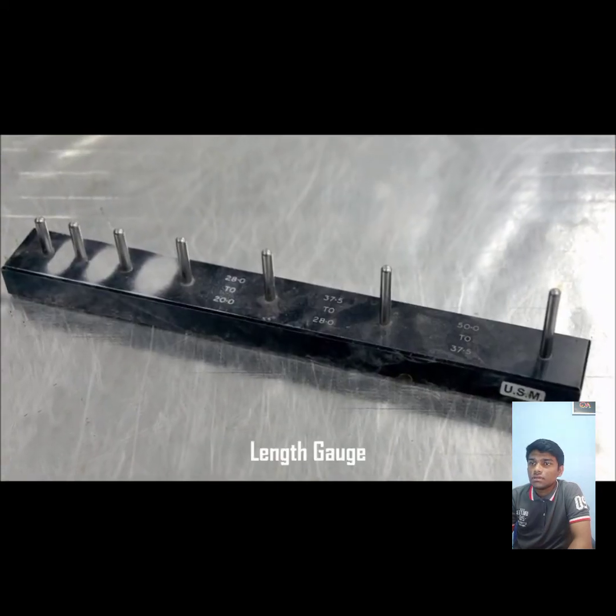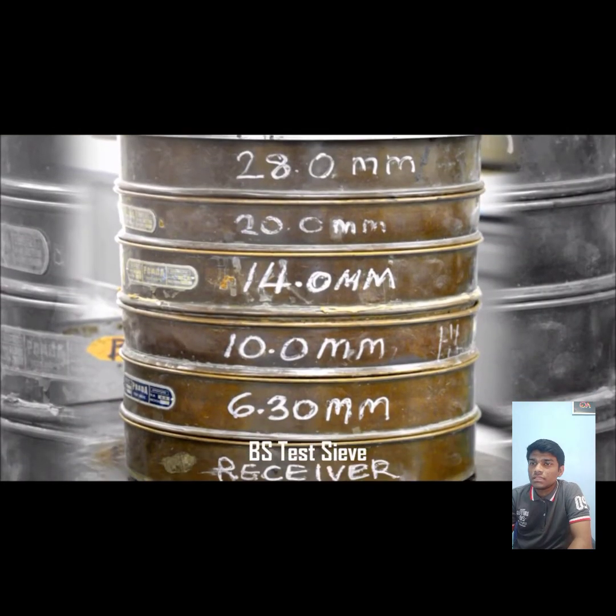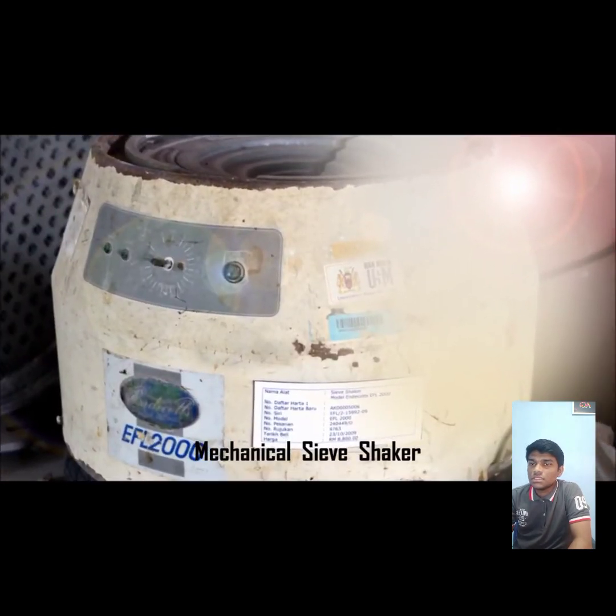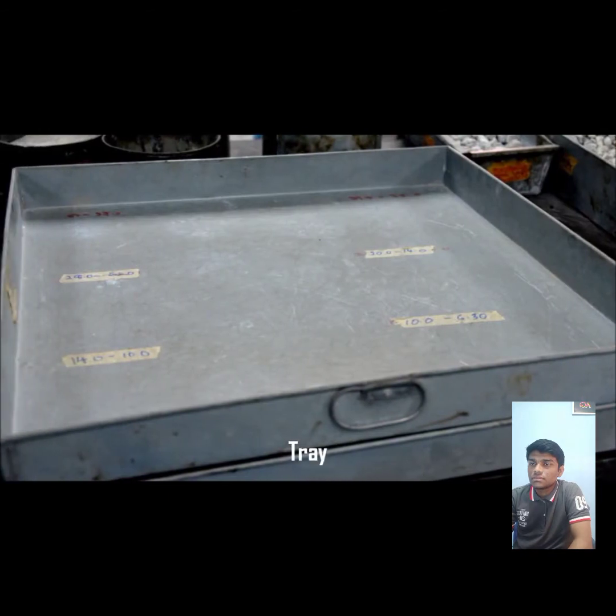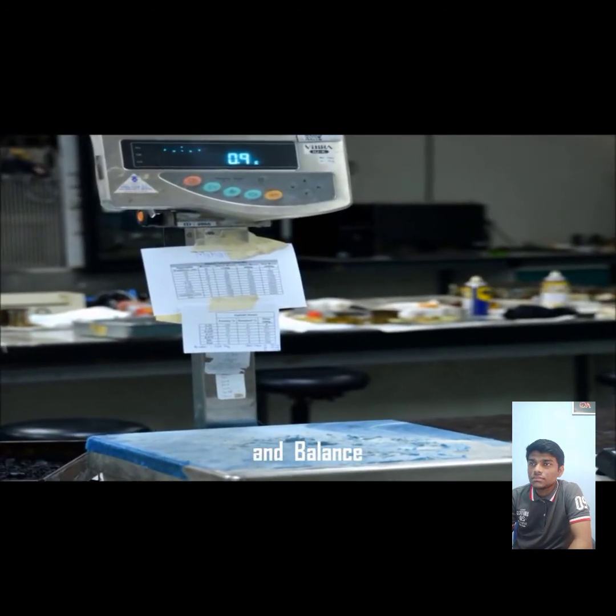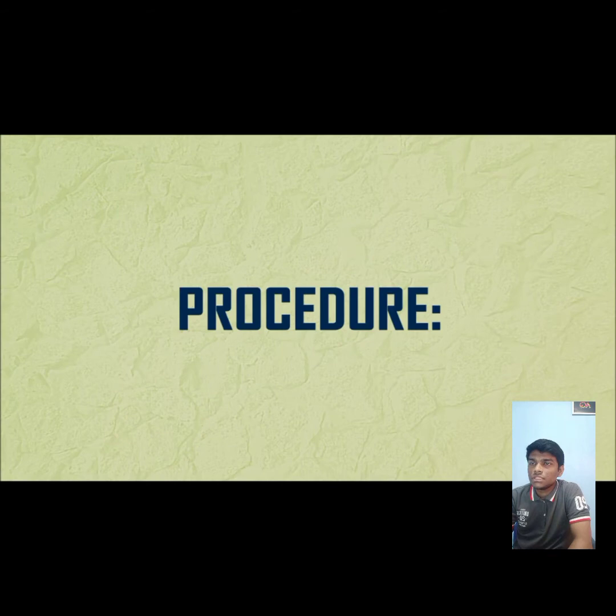Length gauge, BS test sieve, machine shaker, tray, and balance. Procedure.